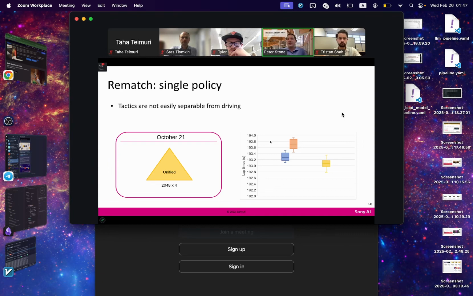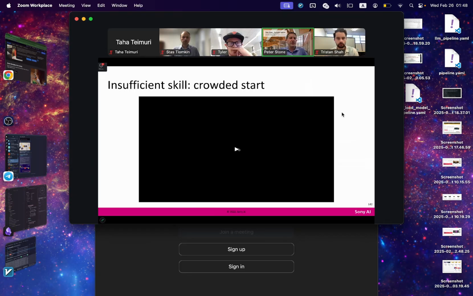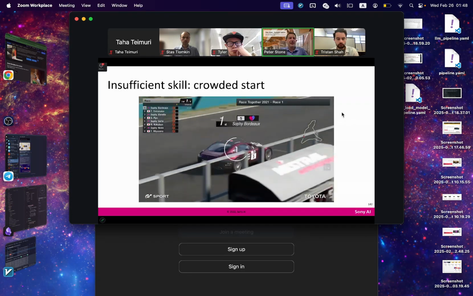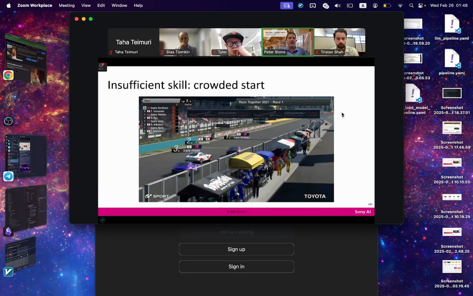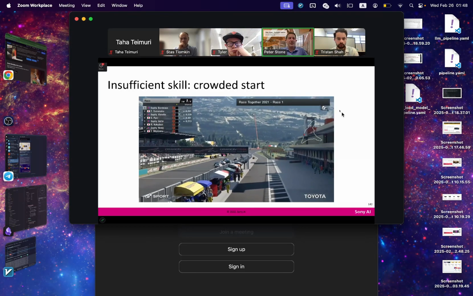In the end, by the rematch, we were able to create a unified policy. The network was a little wider, with, I think, the same depth, and it was actually able to outperform either of the other two. So we didn't have that problem anymore. We also gave some extra practice for the starts. 2021 is underway. And this is what the starts look like, the rolling starts, where the cars are all bunched up together.